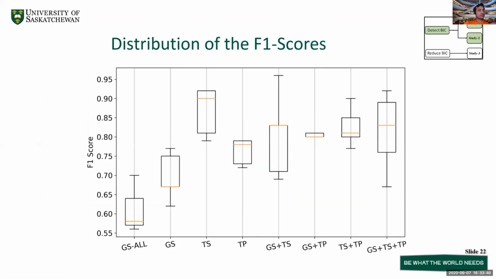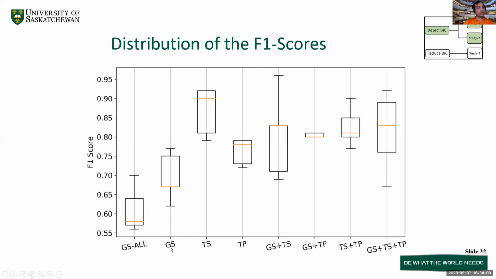Here, the distribution of the result is given in terms of F1 score. I think we all know what the F1 score is. I first calculated the recall and the precision of each of the projects in each of the used datasets, and then from the precision and recall, I obtained the F1 score.